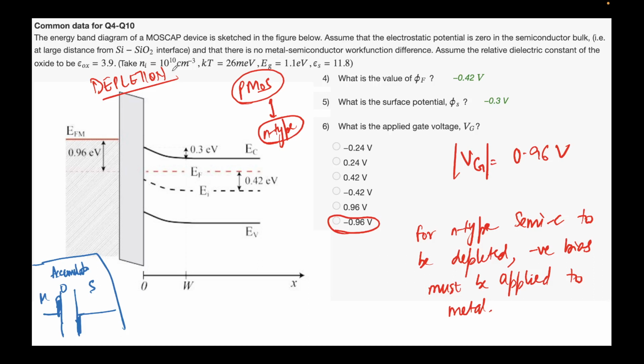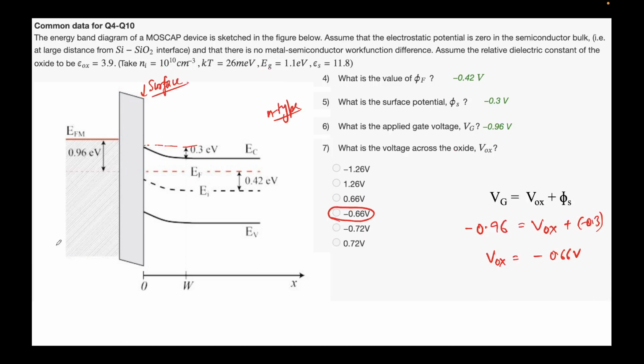So if I were to draw the potential profile of this semiconductor, let's draw this. How will it look? Let me attempt. So this is your x-axis. Here it's negative, minus 0.96. Then we saw it must increase linearly. Why? Because electric field is constant in an oxide, right? And then finally it will go something like this. This is your potential profile.